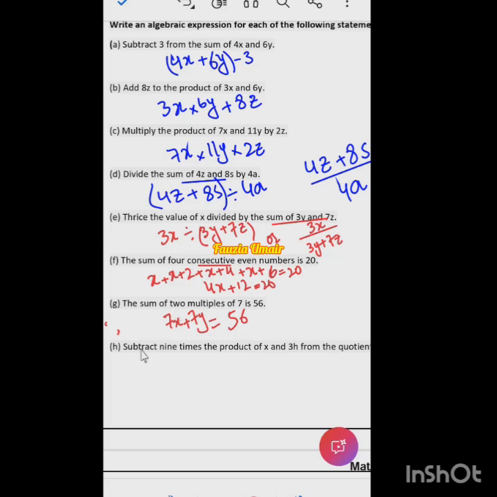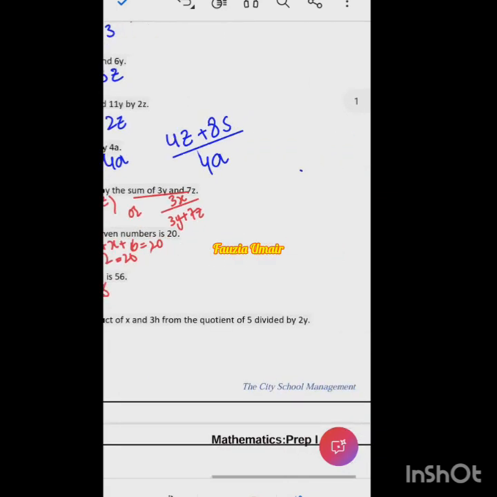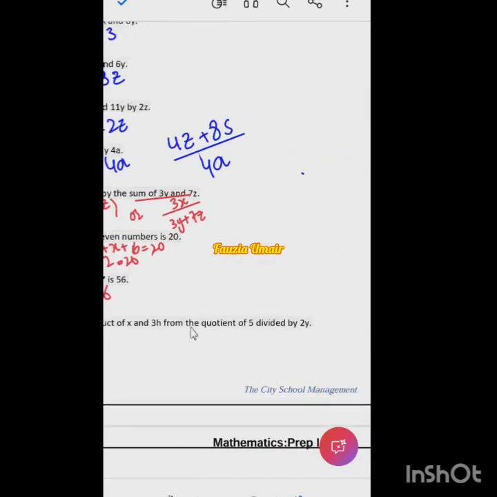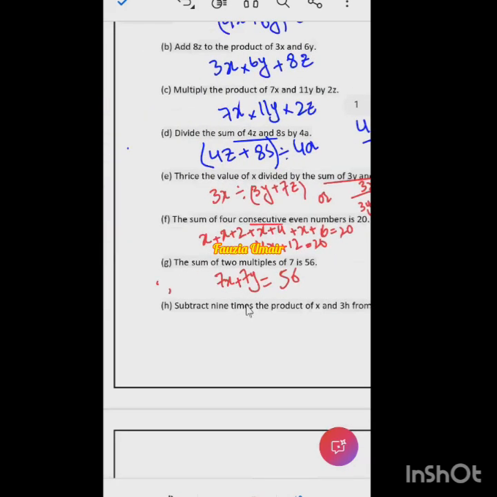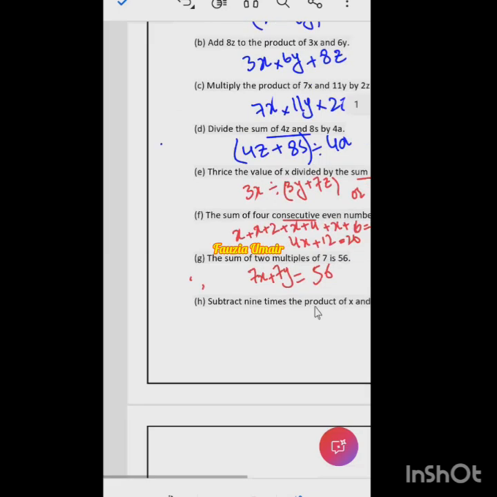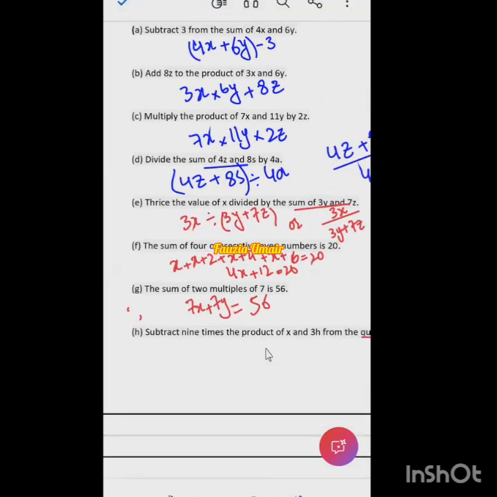Alright. So then the next one. Subtract 9 times the product of x and 3h from the quotient of 5 divided by 2y. So first of all, let's see the quotient. Quotient of 5 divided by 2y. So 5 is divided by 2y. So then what is here? Subtract 9 times the product. The product of x and 3h, what will that be? Product of x and 3h, x multiplied by 3h.